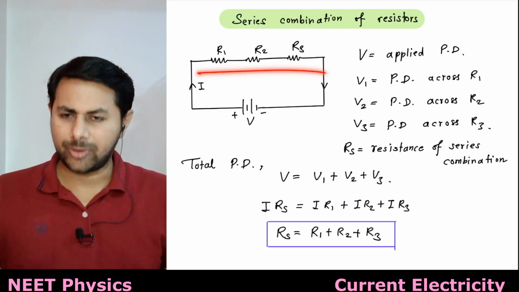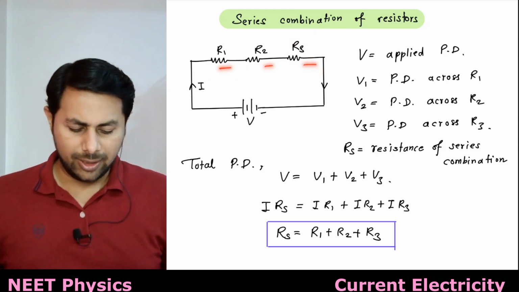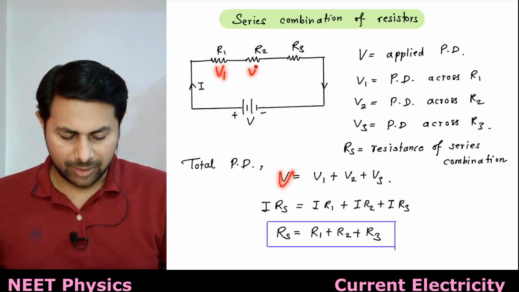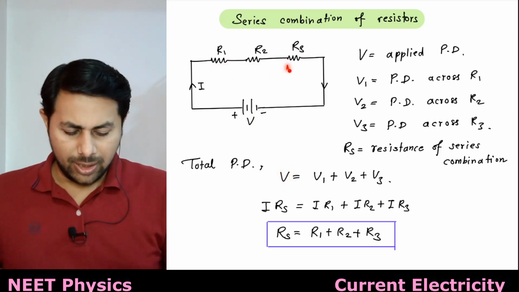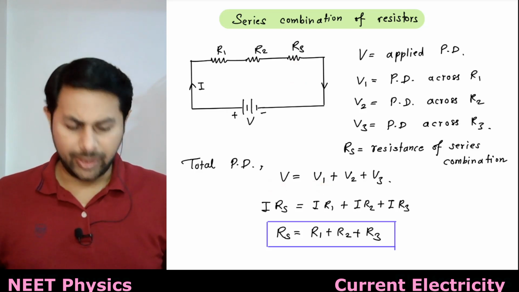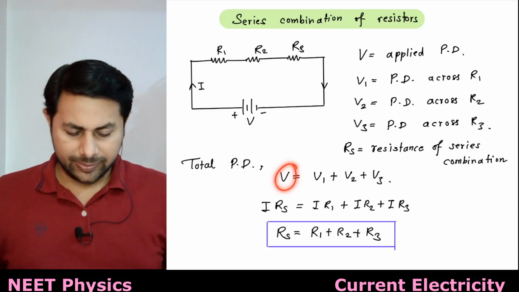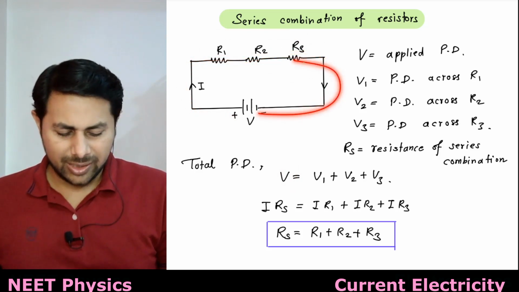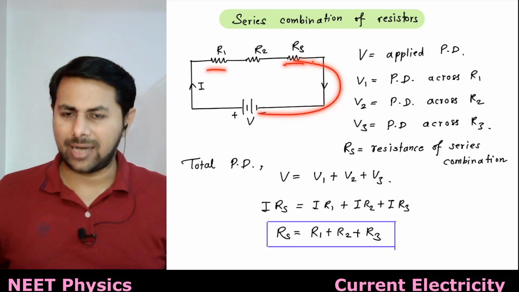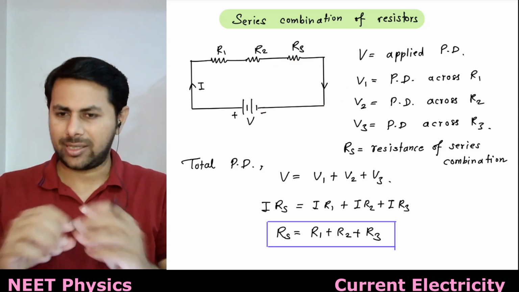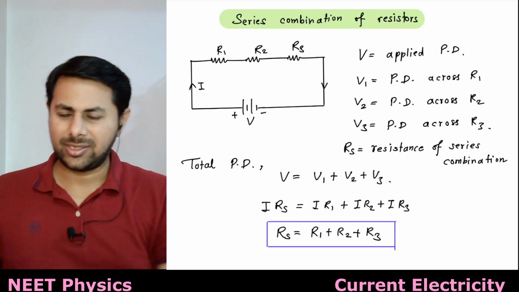If you add up the potential differences across R1, R2 and R3, you will get the applied potential difference. So V is equal to V1, the potential difference across R1, V2 across R2, and V3 across R3. So V is equal to V1 plus V2 plus V3. Very simple. Now see, electrons are moving in this path. They have to move through R1, R2 as well as R3. So the same current will flow through R1, R2, R3 because they are connected in series. The path of electrons is the same, right?